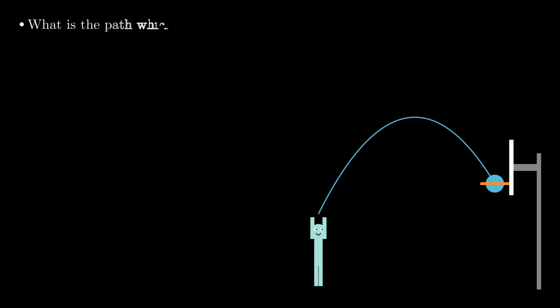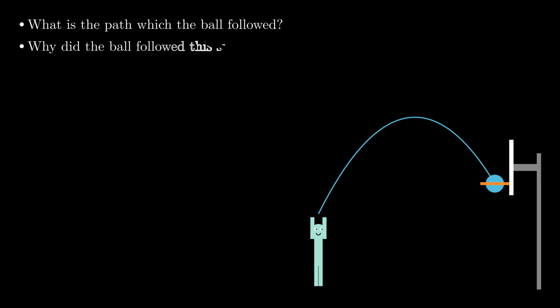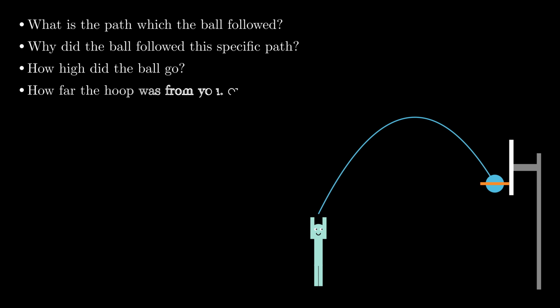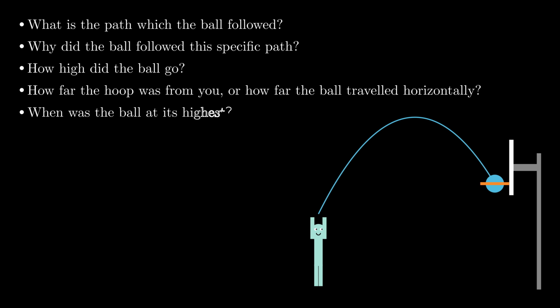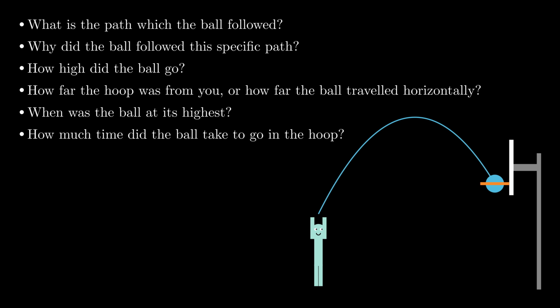What is the path which the ball followed? Why did the ball follow this specific path? How high did the ball go? How far was the hoop from you? Or how far did the ball travel horizontally? When was the ball at its highest? How much time did the ball take to go in the hoop?